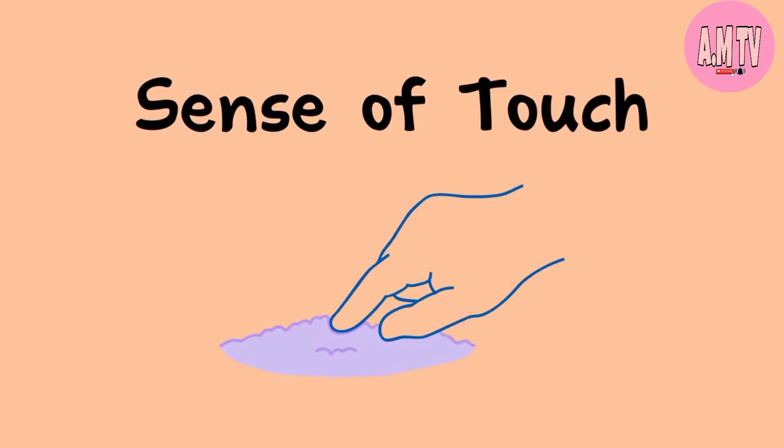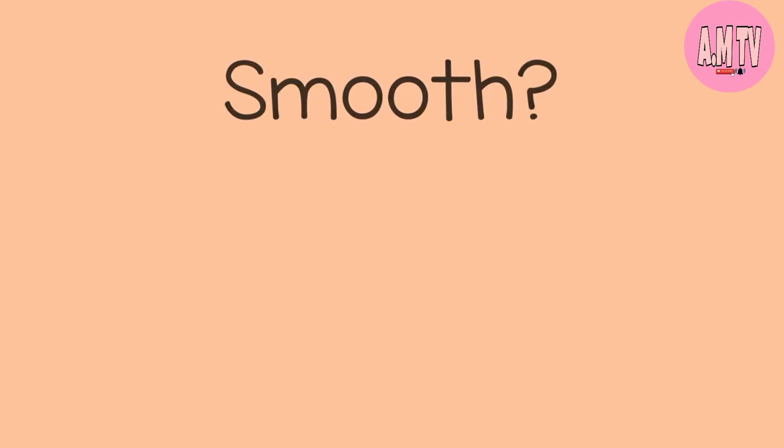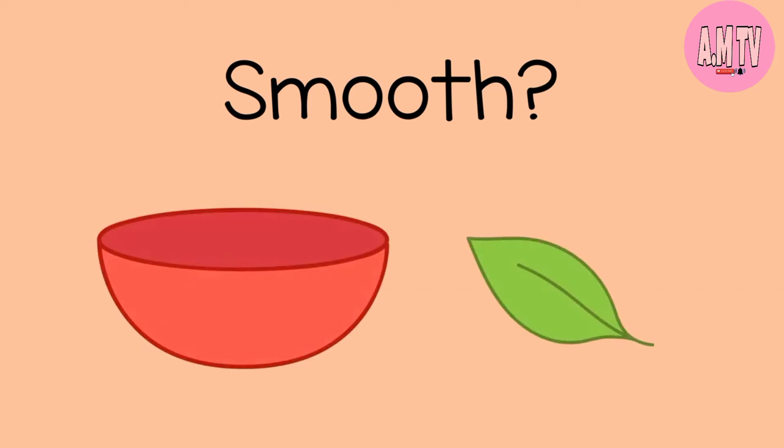You can help a child explore their sense of touch by asking them to find things with different textures. For example, you might ask, "Can you find something that's smooth?" And the child can find something like a bowl or a leaf.